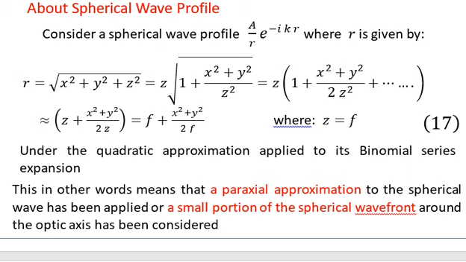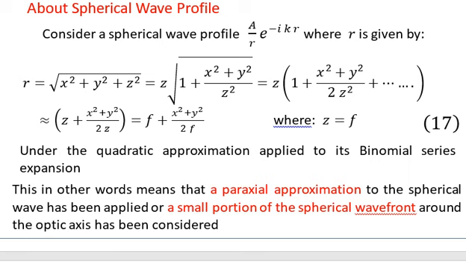So it means that for the spherical profile given by A over r e to the power minus iota k r, under the binomial expansion of r as given in equation number 17, we are actually considering the paraxial region of the spherical wave around the optic axis, a small region which we call the paraxial region.